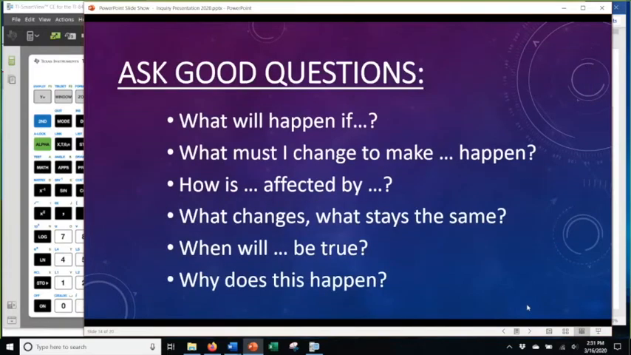So asking good questions will enable students to reflect and consolidate their learning. You can say, what will happen if I do this, if I change the exponent? What must I change to make something happen? How is one thing affected by another thing? What changes? What stays the same? When will something be true? And why does this happen?